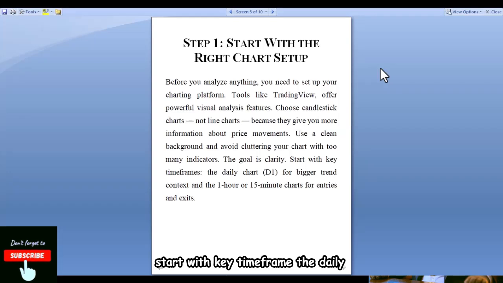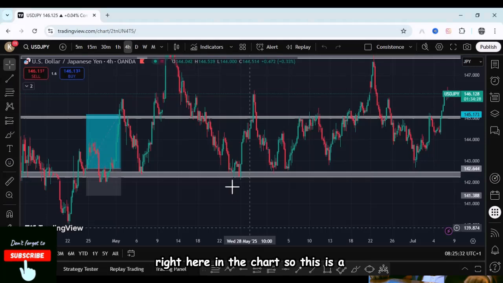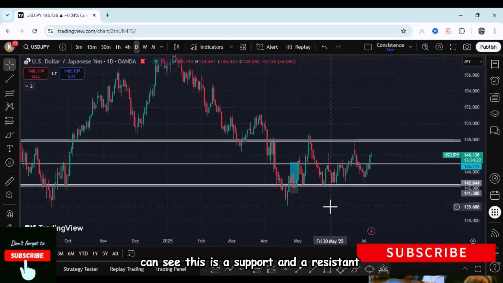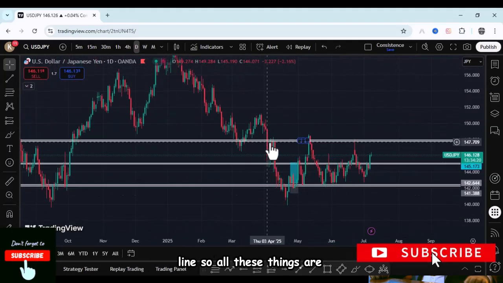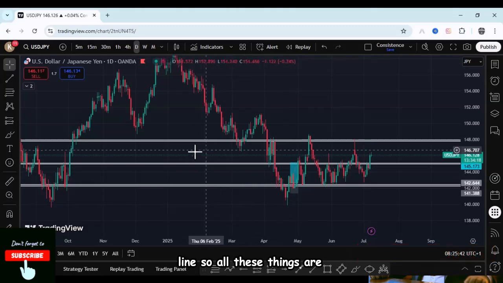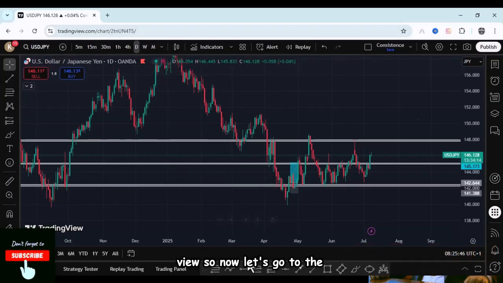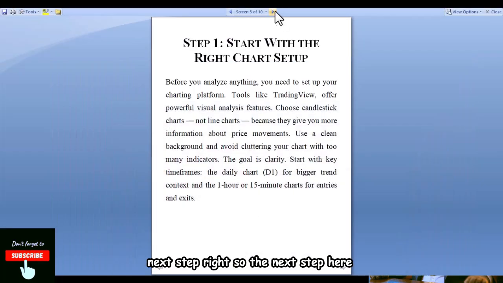Start with key time frames, the daily chart for bigger trend context, and the 1 hour or 15-minute chart for entries and exits guys. As you can see right here in the chart, this is a daily chart. Let's switch to daily. So you can see this is a support and a resistance line. So all these things are what you need guys. So this is TradingView. So now let's go to the next step, right?